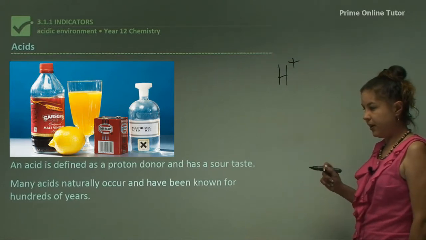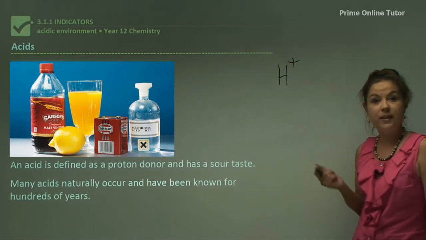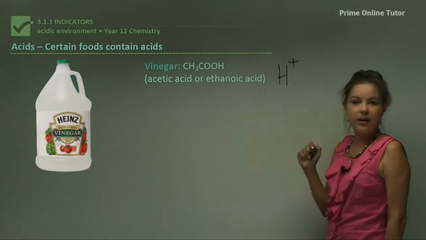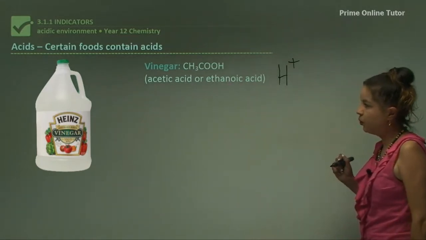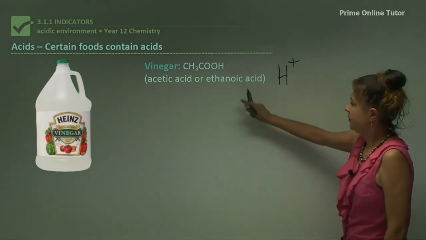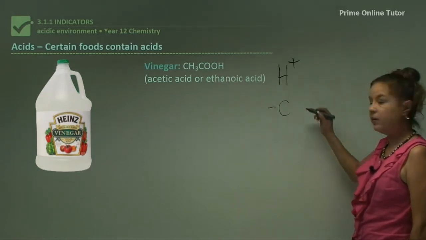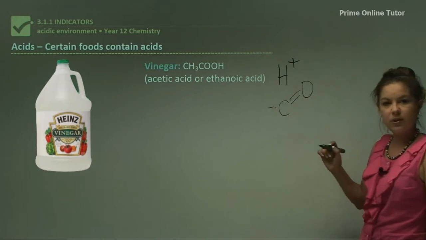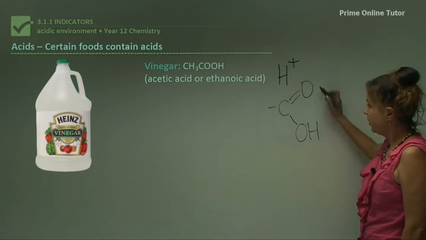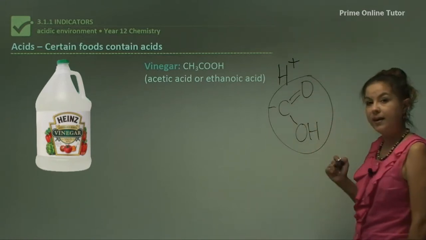Now many acids occur naturally and they've been known for hundreds of years, such as your citric acid and your vinegar. So starting with vinegar, CH3COOH is the formula, and it's called acetic acid or ethanoic acid. And this COOH, to draw that, is a carbon with a double bond to an oxygen and a single bond to an OH or hydroxyl group. So this whole group is called a carboxylic acid group in organic chemistry.